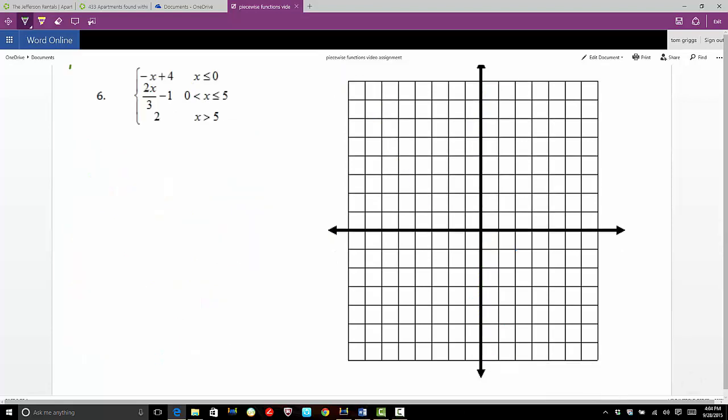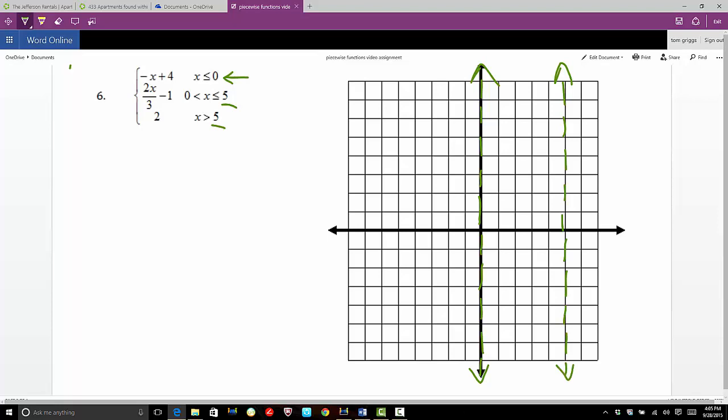All right, so now we're looking at number 6. Notice we've got 3 equations here. We're going to actually have 2 border lines. We're going to have one border line at 0, where x is equal to 0. So that is no different than the last problem. Let me go ahead and put that up right here. And we're going to have another border line at x equals 5. So let's count over 5 spaces and draw a vertical line through x equals 5.